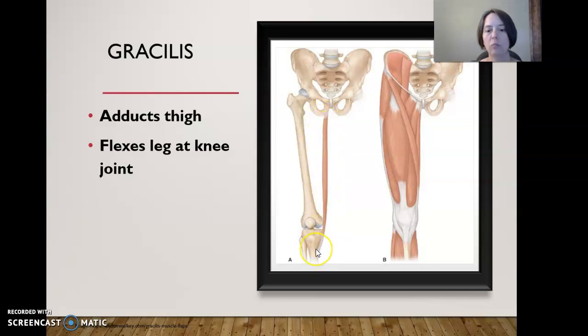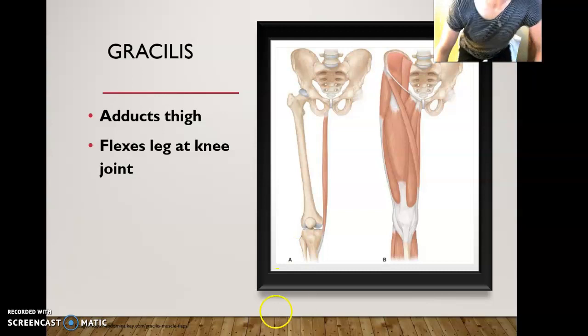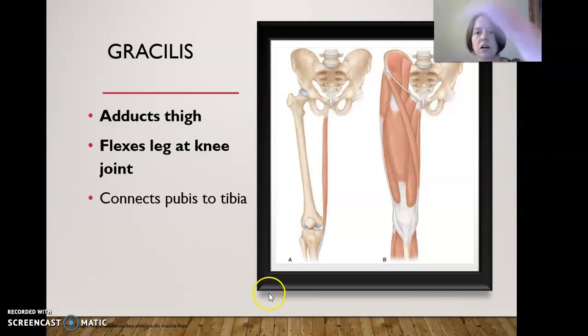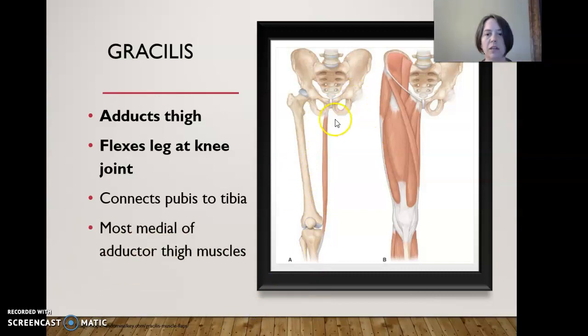So it is going to help flex the knee, so bring the knee from standing to bring your ankle up. Bringing your ankle up, well, still can't see that, but I bet you could imagine bringing your ankle back up towards your butt. And it is going to connect the pubis bone to the tibia. Like I said, it's the most medial of the adductor thigh muscles, and it is Latin for slender because it is indeed a very slender muscle.